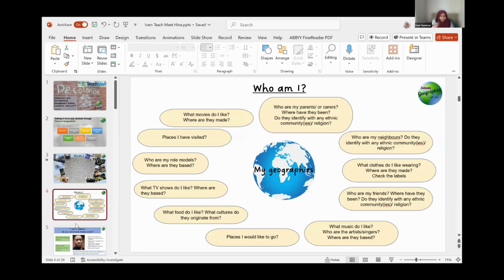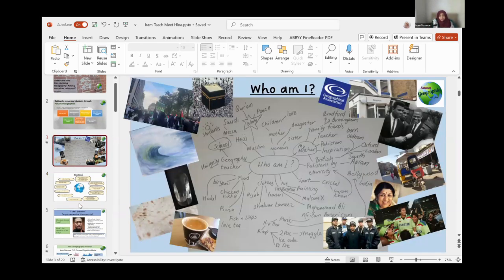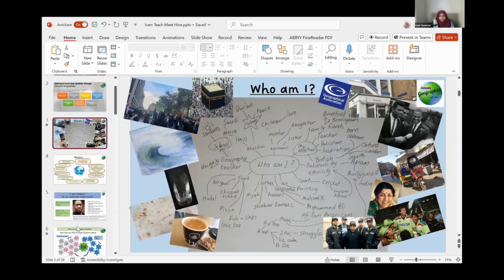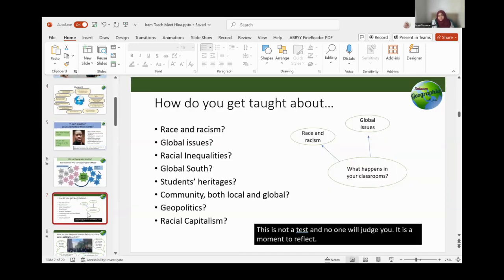I don't have an example here, but if you read my article, Decolonial and Anti-Racist Pedagogy Through Personal Geographies, you'll see how I've tabulated my own personal geographies and how you can do that with your students. And hopefully everyone will have their own unique sort of diagram. I'll skip that bit. So why do we need to decolonize?